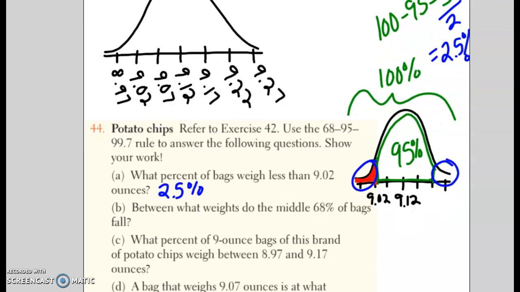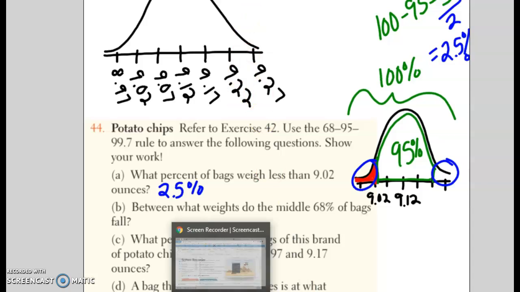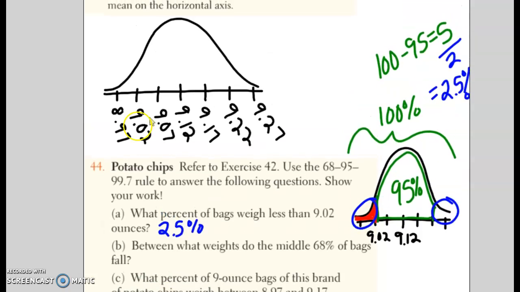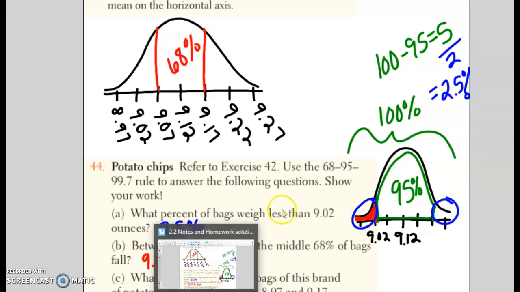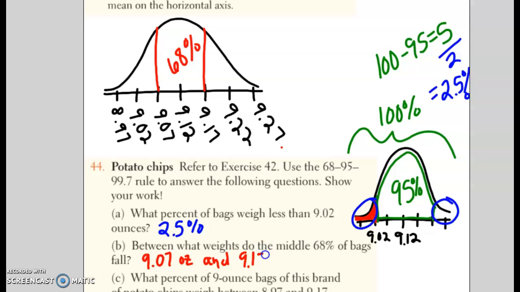Let's go to B. B is pretty easy. It says, between what weights do the middle 68% of the bags fall? I'm just going to go up to my first picture. This is classic empirical rule. 68%, the empirical rule says, falls within 1 standard deviation. So that means 68% of these bags are between 9.07 ounces and 9.17 ounces. So that was pretty easy.